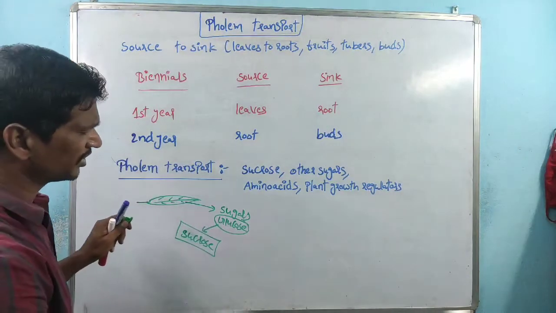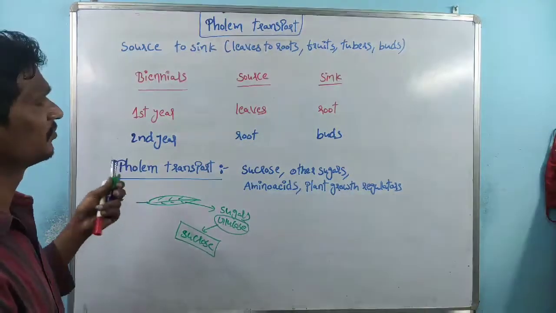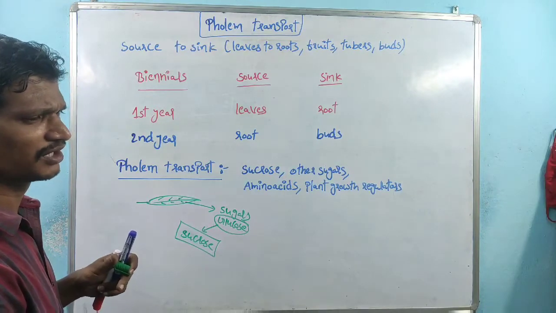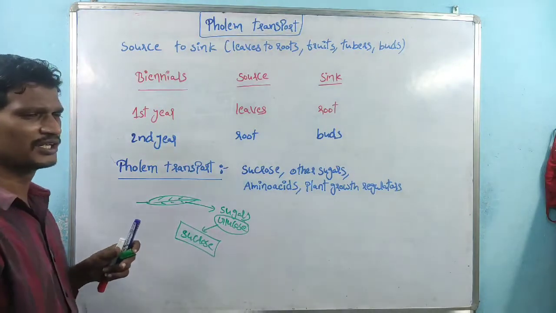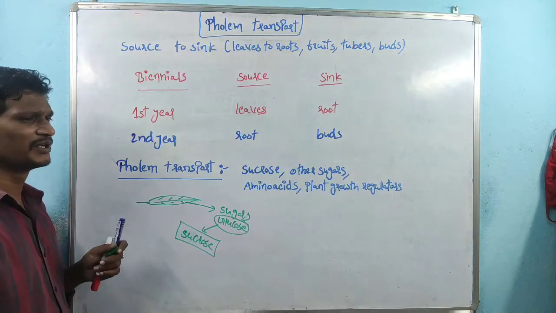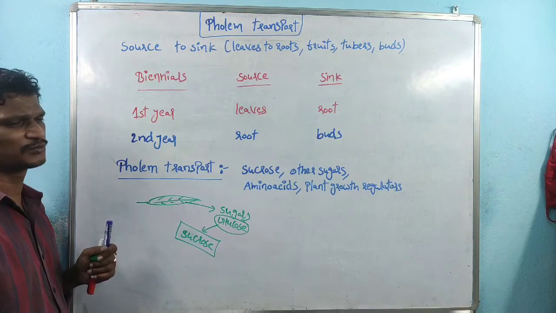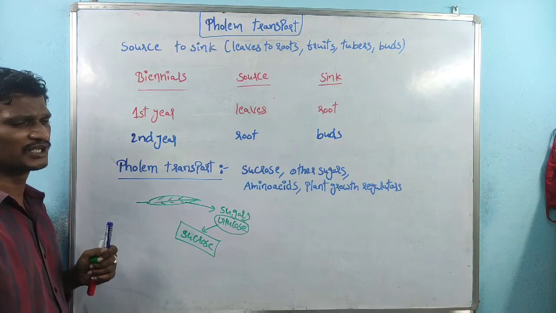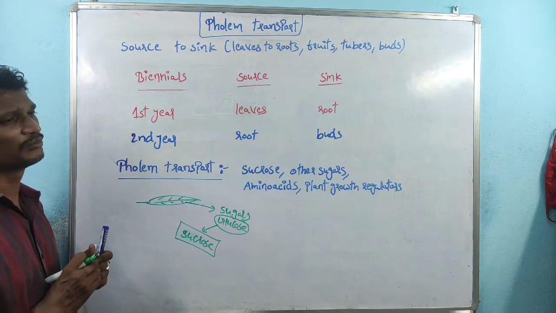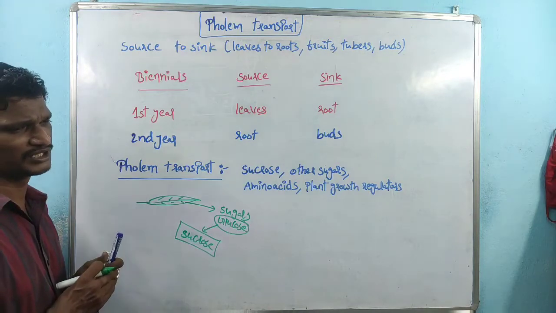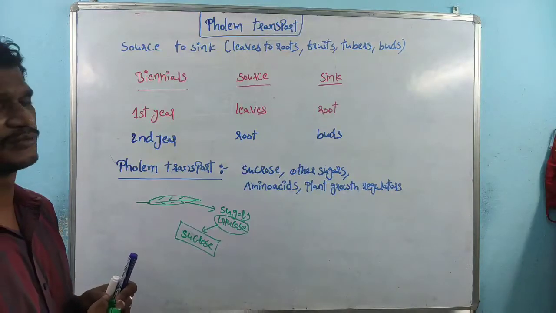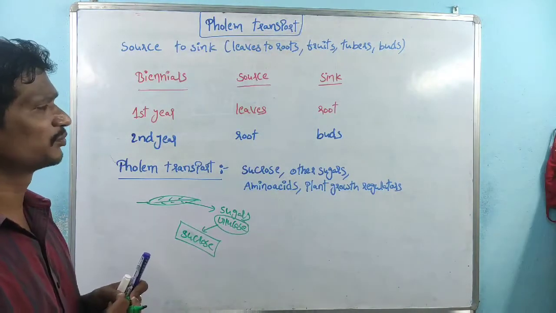Here the phloem is majorly involved in the transportation of food, and whatever organic compounds are there are also transported by the phloem. The basic difference between xylem transport and phloem transport: xylem is always unidirectional transport. Phloem is bidirectional transport. So that is one of the differences between xylem transportation and phloem transportation.